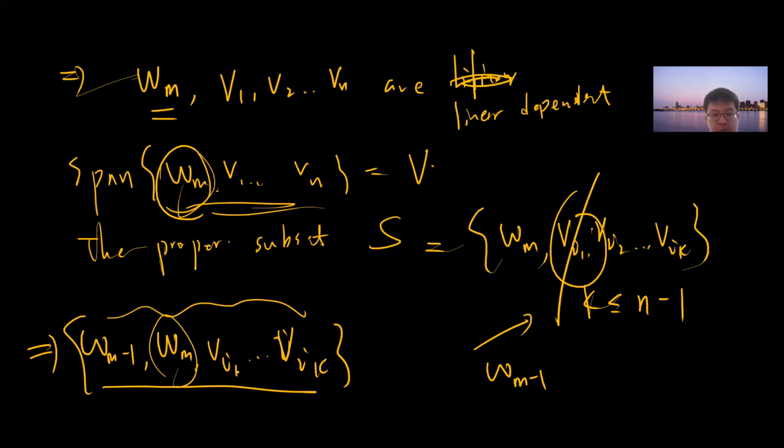But you can still possibly cut out something. Okay, and you keep going, right? But finally, you must span V, so you will arrive at the result that M must be less than or equal to N.